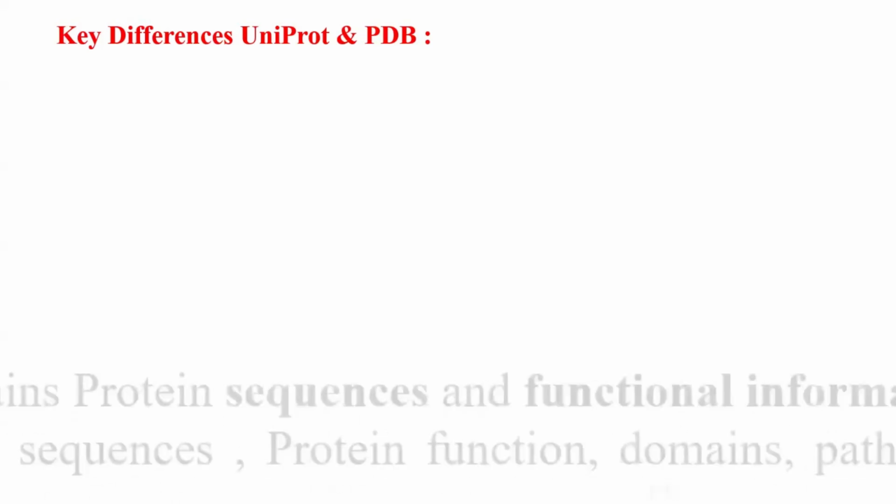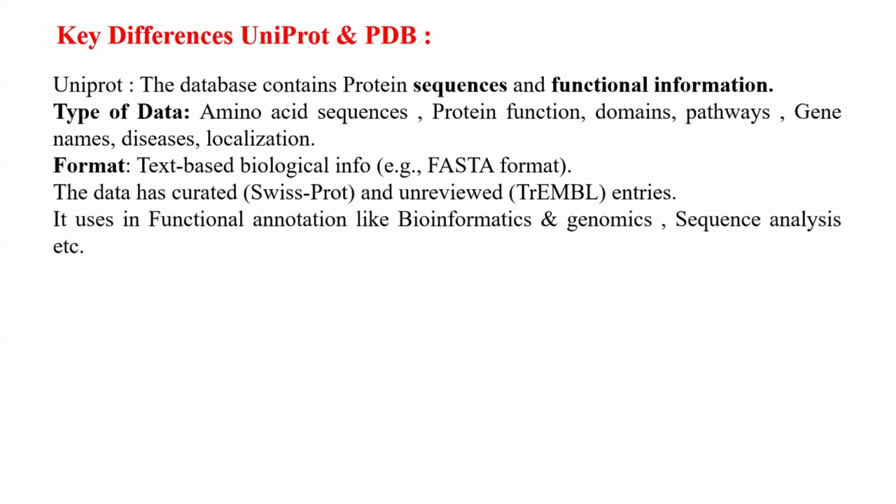So what is the basic difference between UniProt and PDB here? UniProt is basically a database containing the protein sequence and functional information of that particular protein. The type of data available includes amino acid sequences, protein function, domains, pathways, gene names, disease associations, localizations, etc. Its format is basically text-based biological information, that is the FASTA format.